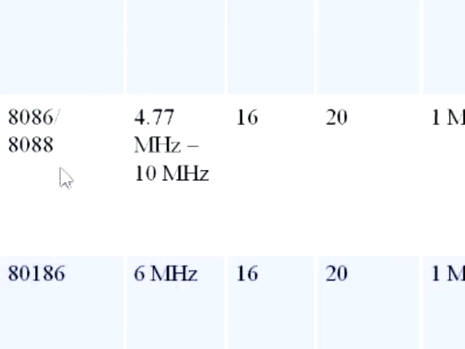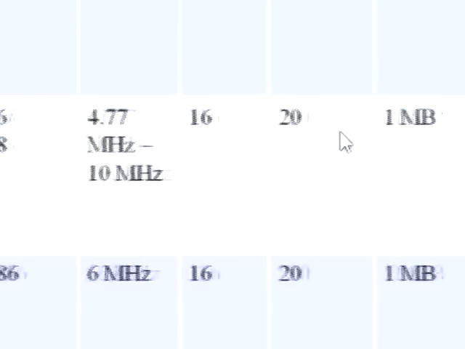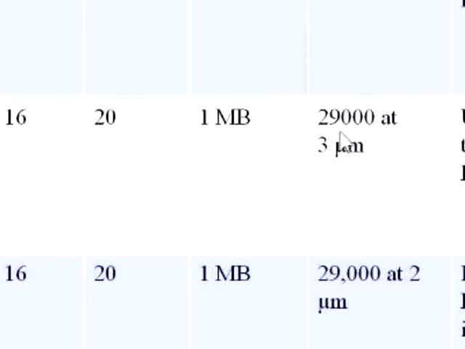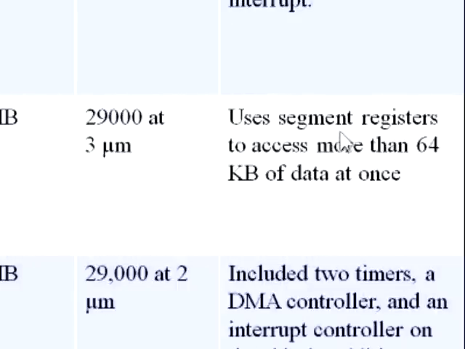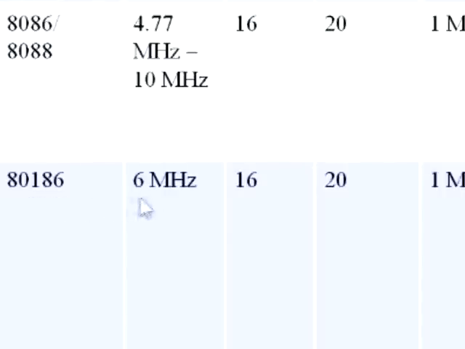INTR. Consider the next processor, 8086 or 8088, where the operating frequency varies between 4.77 MHz and 10 MHz. The number of data bus lines is 16, the number of address lines is 20. So the addressable capacity is 2 to the power of 20, which is equal to 1 MB. The number of transistors used is 29,000. Here the special feature is that it uses segment registers. Using the segment registers, it is possible to access more than 64 KB of data at once. That is the important feature.